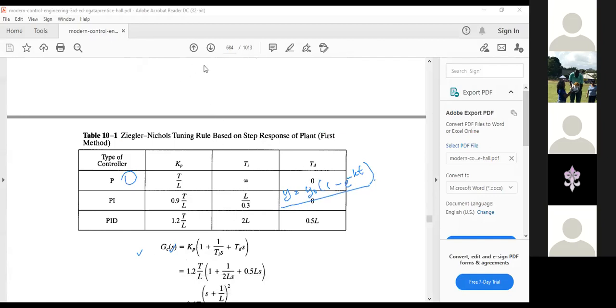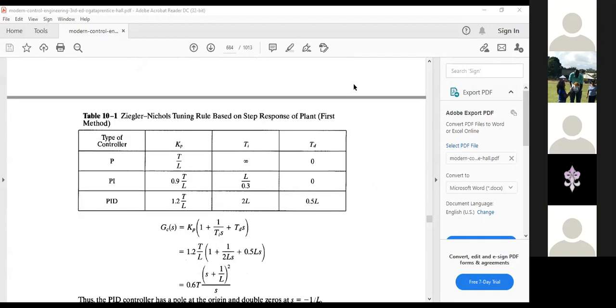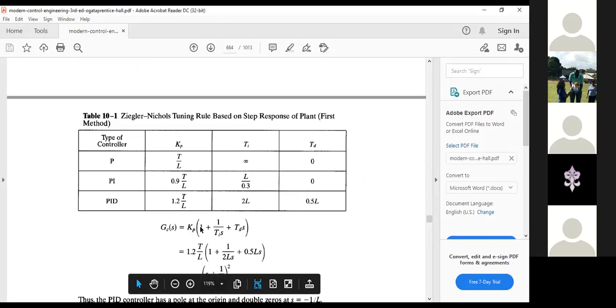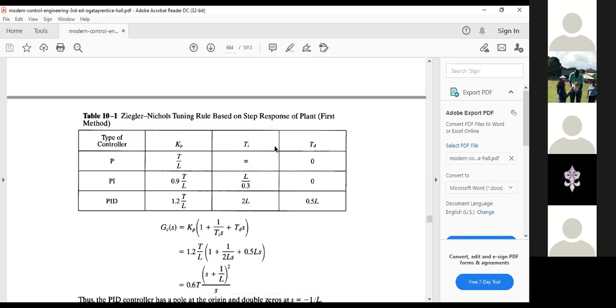And again, just making the point that the tuning rules are determined empirically. So once you determine T and L and K, once you determine those values, then you now have to choose the controller that you are going to use.